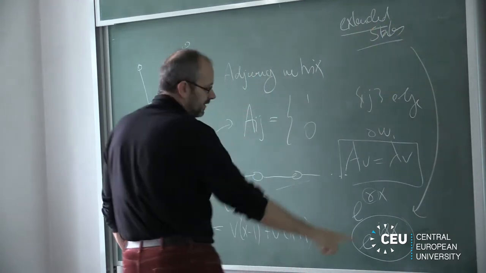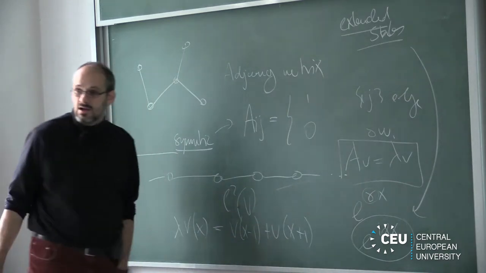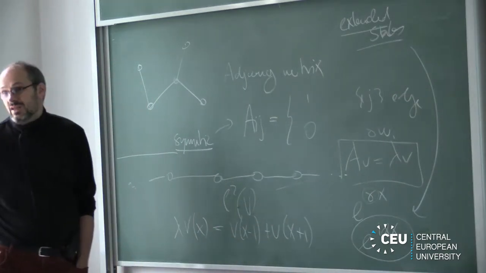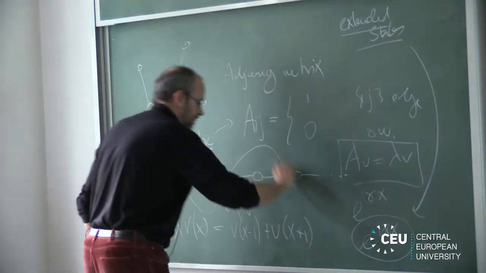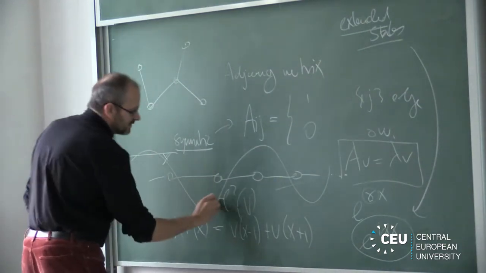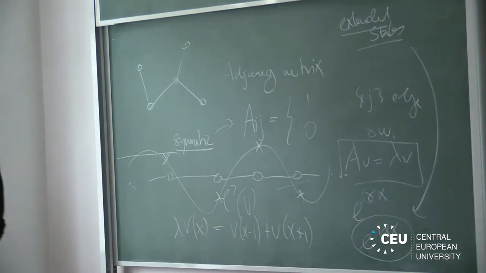Okay, so the real part of this is just cosine. You take a cosine function with any amplitude and just sample at these discrete places. So you just take this function and take the values at the discrete points, and that's going to be one of the eigenvectors for some eigenvalue.